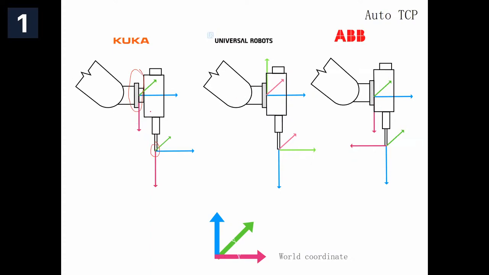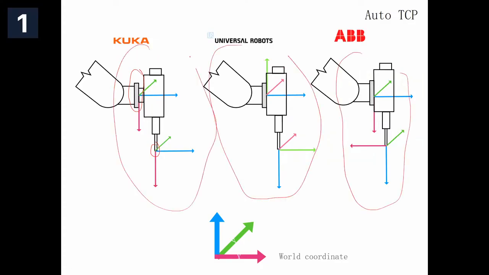You can see the most important thing you can find is that they are so different. This is different from this. This is different from this. But KUKA flange and ABB flange are the same. Except this, the others are so different. So it's harder to remember. You can check this image if you want.